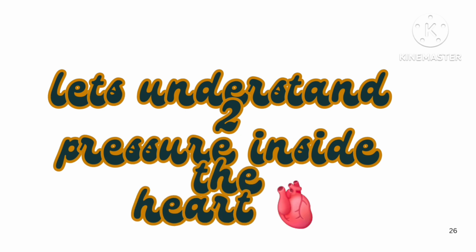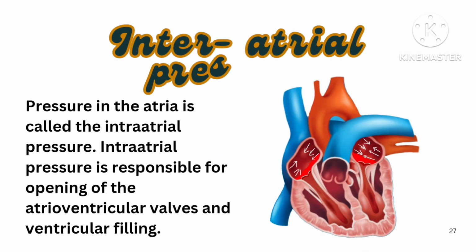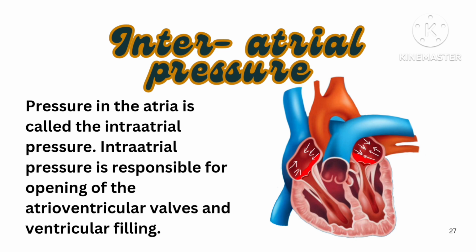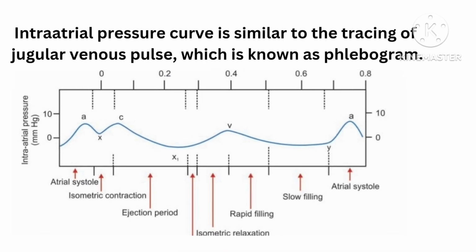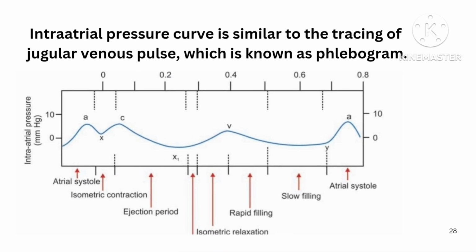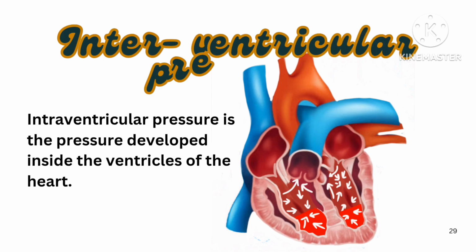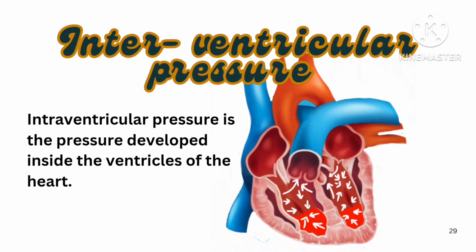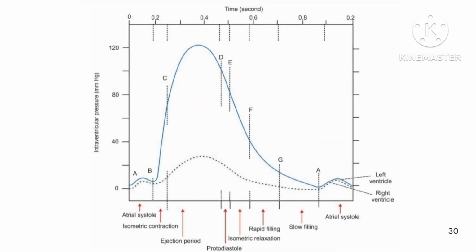Let's understand the pressure inside the heart during the cardiac cycle. Intra-atrial pressure is the pressure in the atria. We can see in the image that there is a pressure going on inside the atria, which is very much responsible for the opening of the atrioventricular valve. Now we have the curve. We can see the curve which represents intra-atrial pressure. Intraventricular pressure is the pressure developed inside the ventricles of the heart during contraction. We can see the pressure, and it also helps in the opening of the atrioventricular valve.